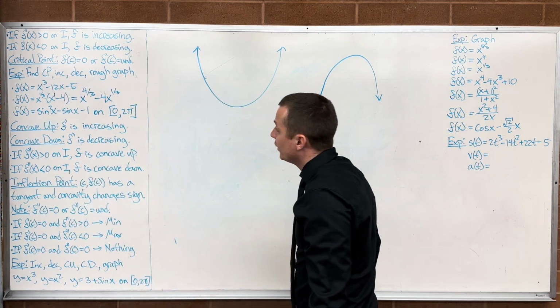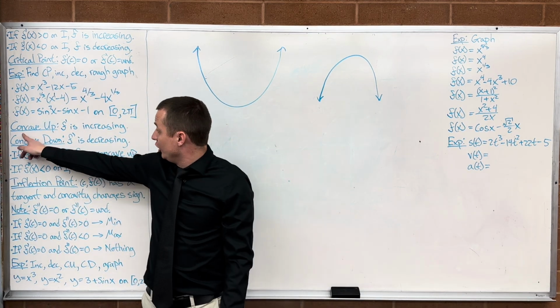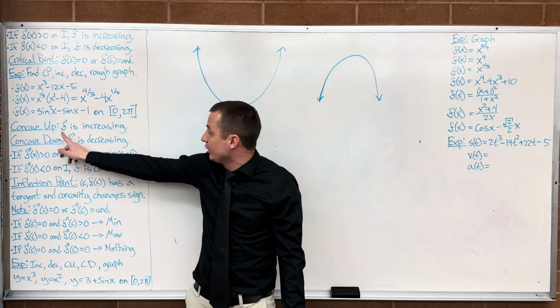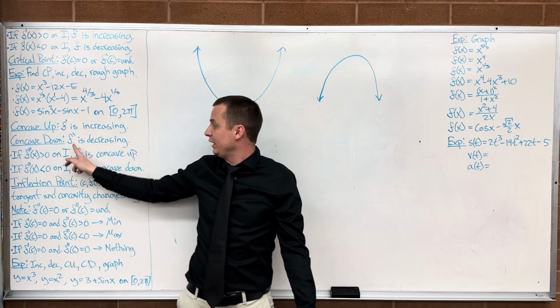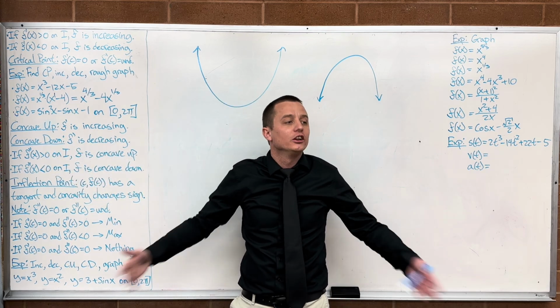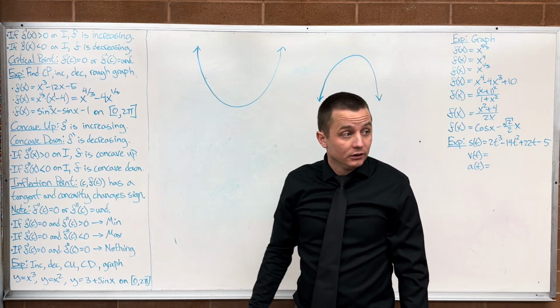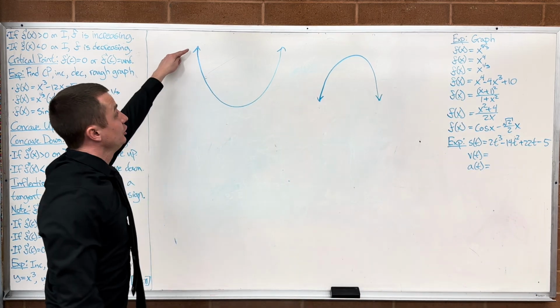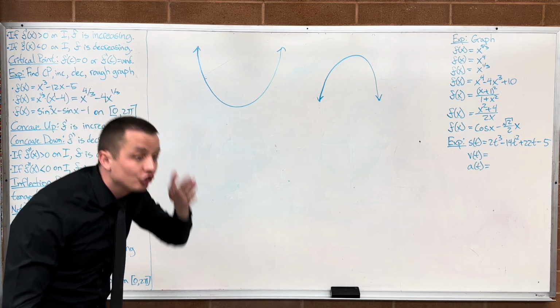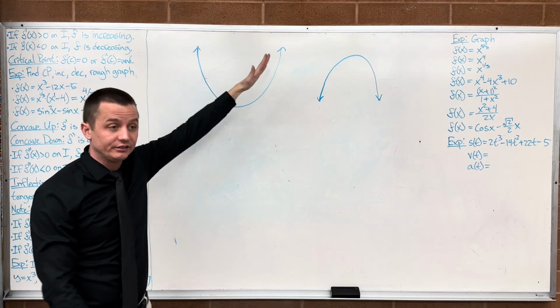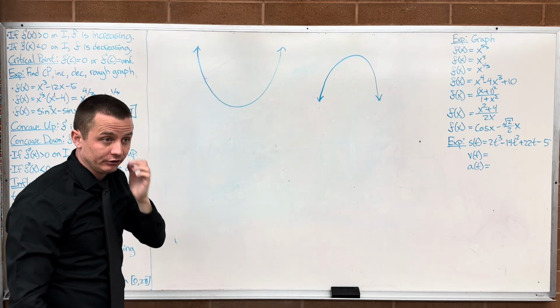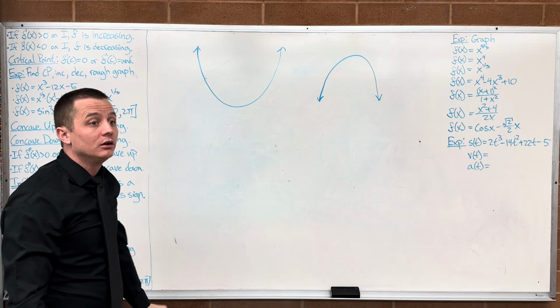Okay. So, a function's concave up if the derivative is increasing. A function's concave down if the derivative is decreasing on some interval. Isn't it the double derivative? No. This function is concave up because the slope is increasing. The derivative is increasing.